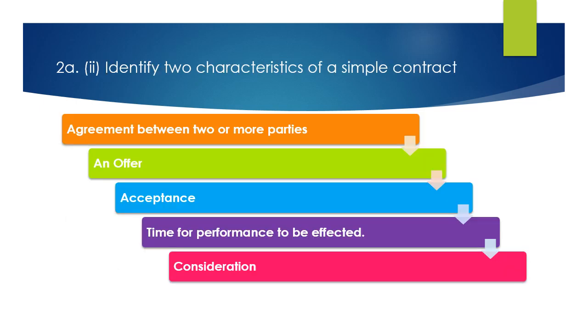Right, so identify two characteristics of a simple contract. So I listed 5 characteristics here, and you can use 2 out of these. So we have an agreement between 2 or more parties, an offer, an acceptance, a time for performance to be effected, and the consideration. All right, so the consideration is the valuable benefit from the contract. Okay, so let's move on to the next question.